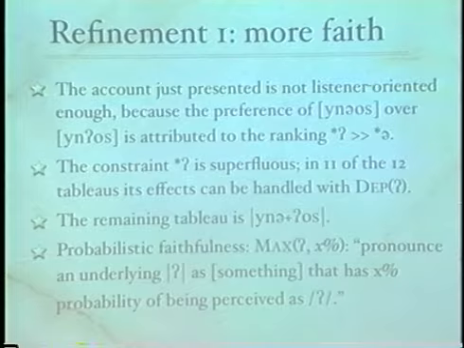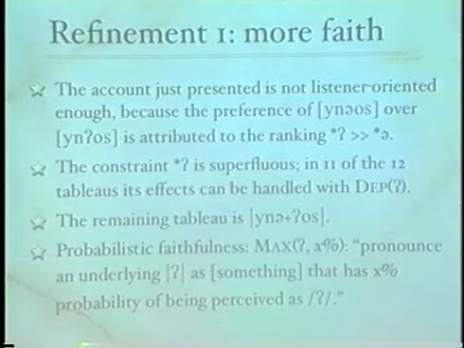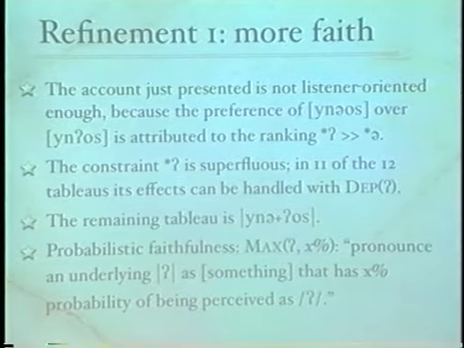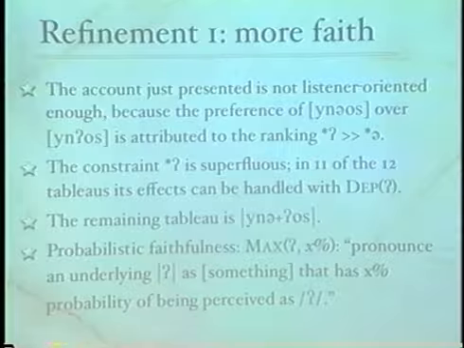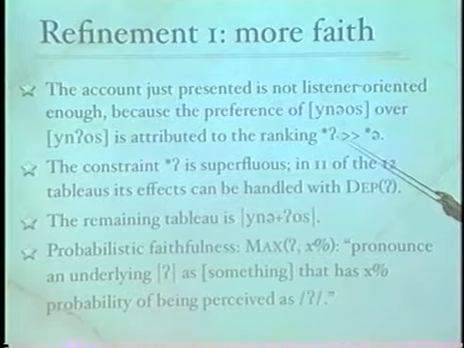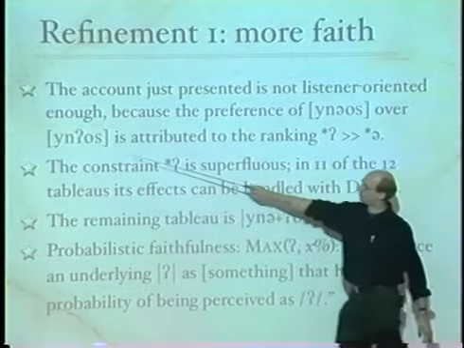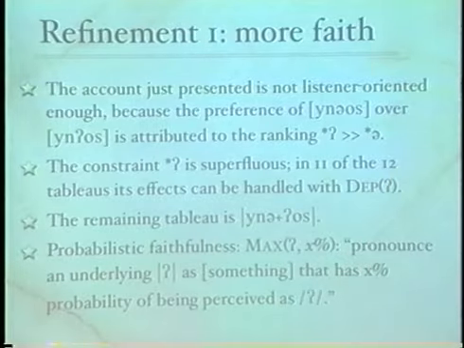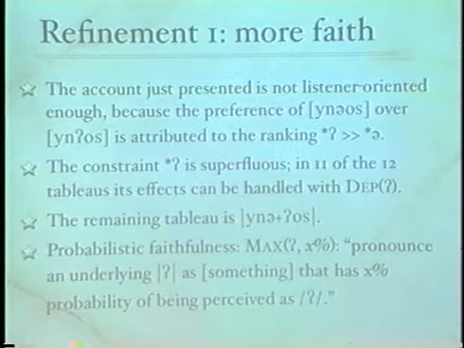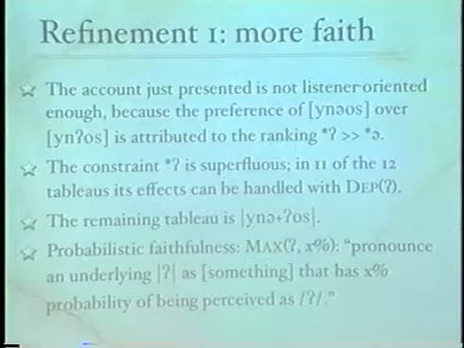So pronouncing a glottal stop is worse than pronouncing a schwa. That's not so listener-oriented. It can be made even more listener-oriented, not just with listener-oriented faithfulness constraints, but the difference between these can be turned into relative listener-orientedness as well. And indeed, that's possible.